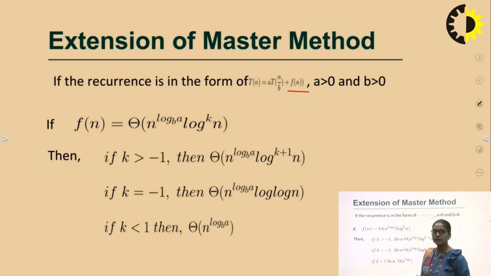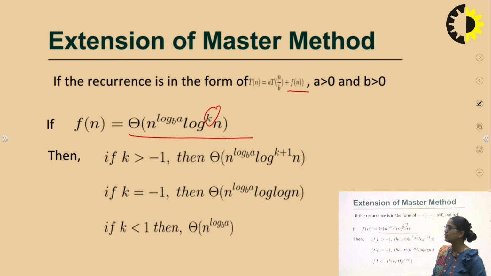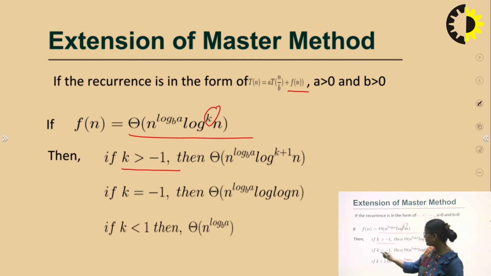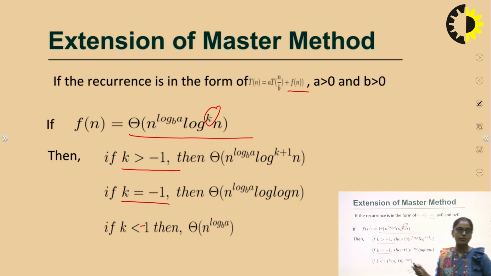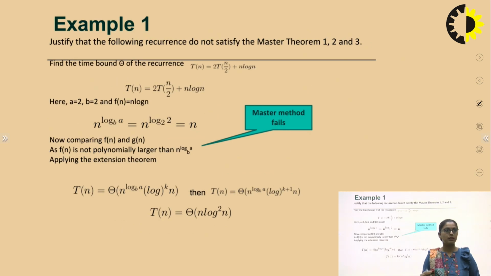What kind of extension? Firstly, f(n) is in this particular form, and here the k value represents three ways: if the value of k is greater than -1, equal to -1, and less than -1. These are the three cases, and these are the simple answers. So by using examples, we are understanding what that extension is.